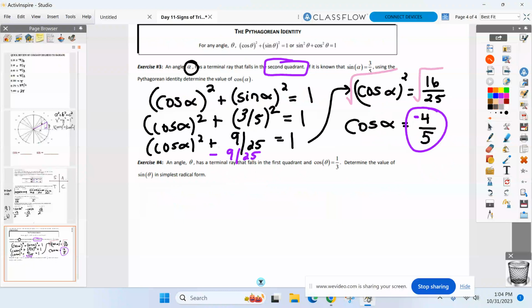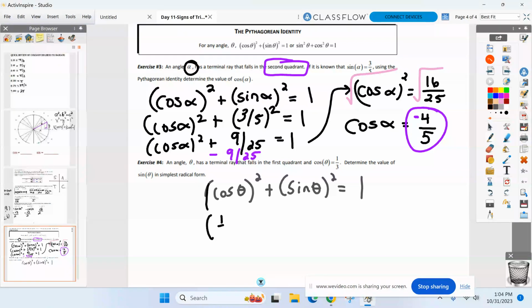All right, so here we go. Cosine theta all squared plus sine theta all squared. Again, this is just the Pythagorean theorem, but using cosine for x and sine for y. Where's the 1/3 going in? The whole thing, just not theta. The whole thing.